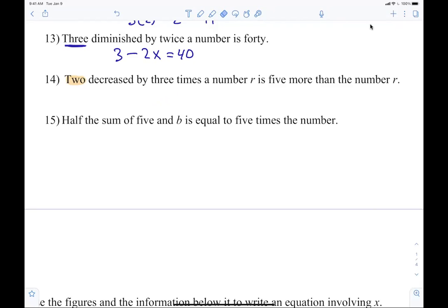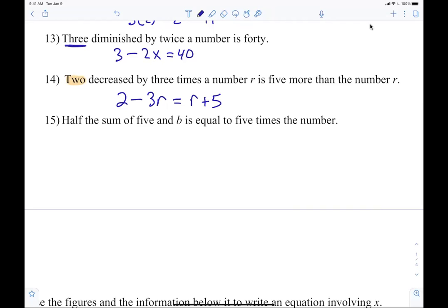Again, I know what you guys are thinking. It's hard to remember whether you're turning them around or not. That just comes from reading the sentence carefully. I'm starting with what again? 2, and then what? Decrease, so subtract. And then 3R, then equal 0. And then it says 5 more than the number R, so 5 plus R, or R plus 5.